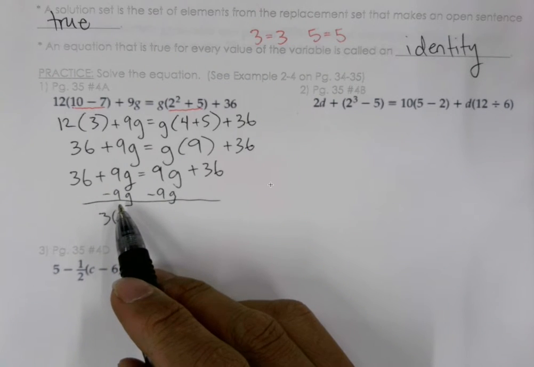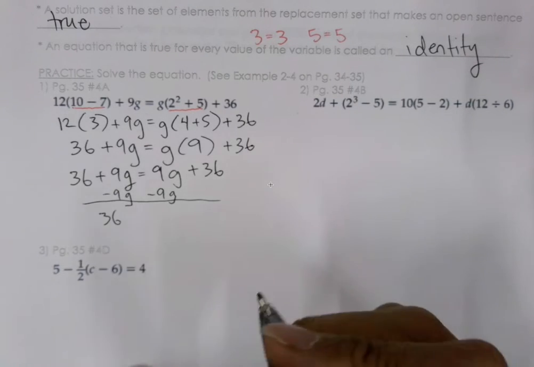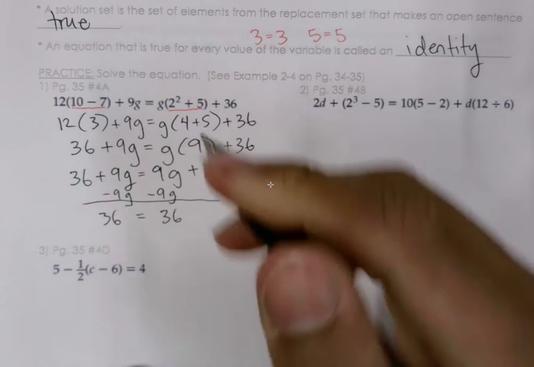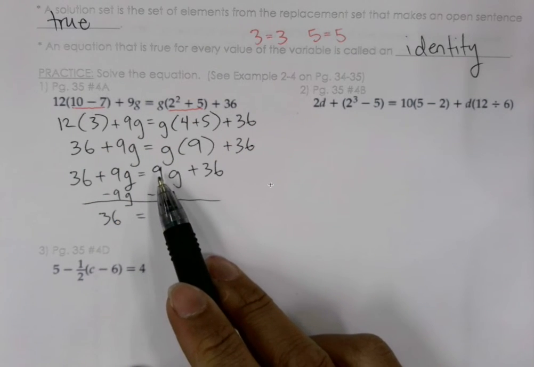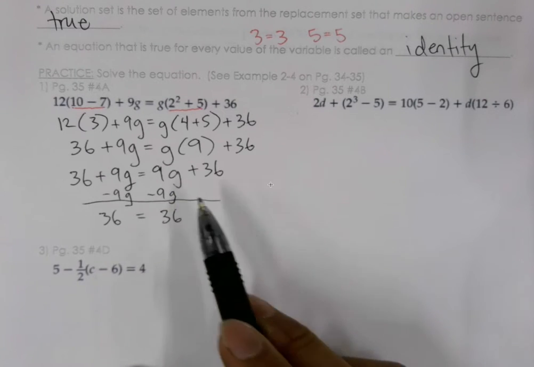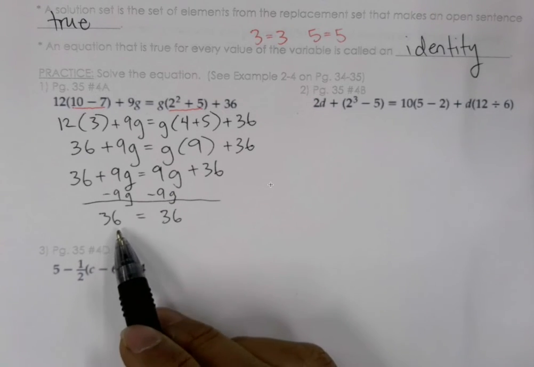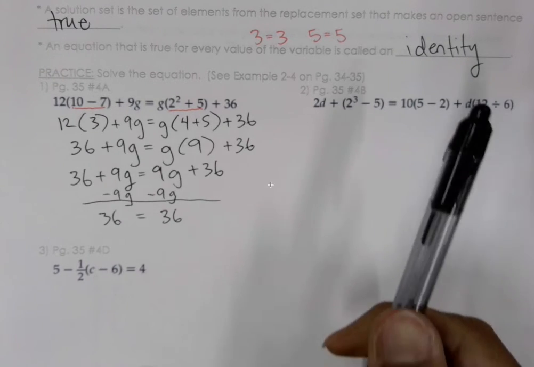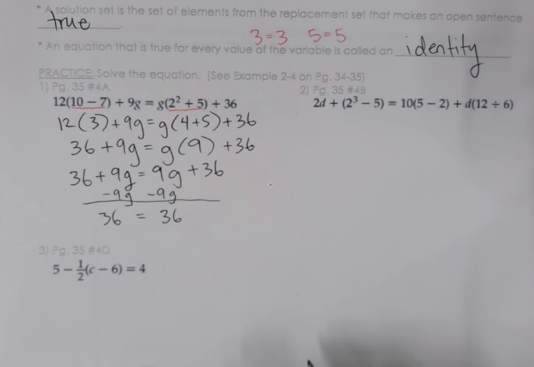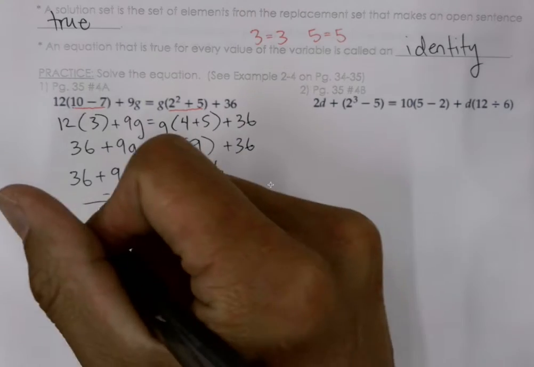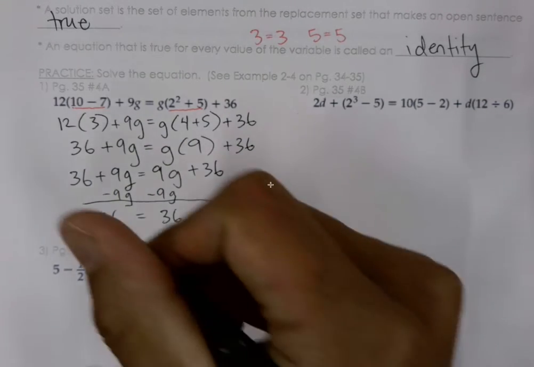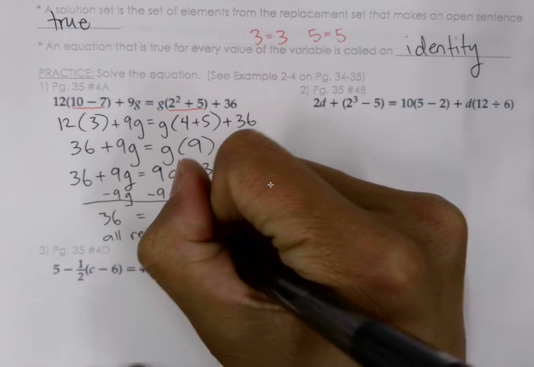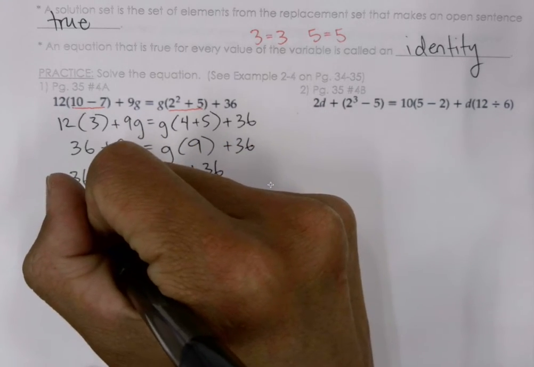I get a 0 when I add 9g and negative 9g, and 36 is equal to 36. We have a constant equal to the same constant, and this is an identity, and our answer is all real numbers. I'm going to put a box around that.